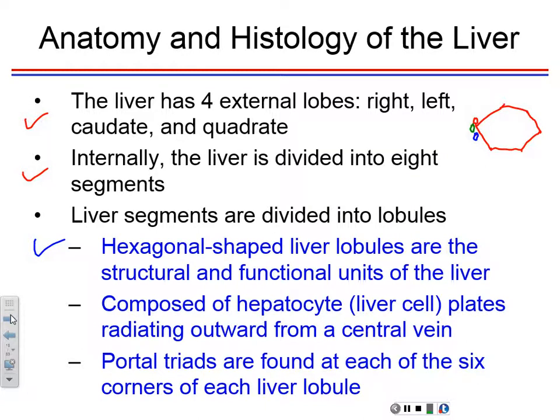Okay, and I'll show you a nice diagram here in a little bit. But note the functional unit of that is the lobule. So we've got the 4 lobes, then you've got the 8 segments. The 8 segments are split into these lobules, and the lobule is the functional unit, and it's hexagonal, and it's got those portal triads on each corner. Okay, so it's composed of these hepatocytes, liver cells, with plates radiating outside. So you have the hexagonal plates like that, and then kind of going like that.